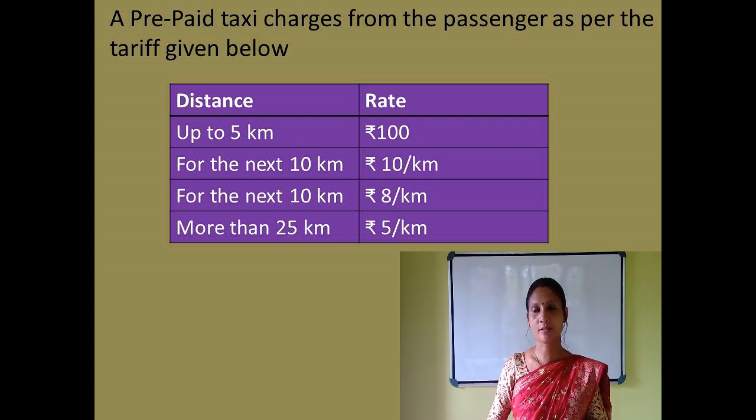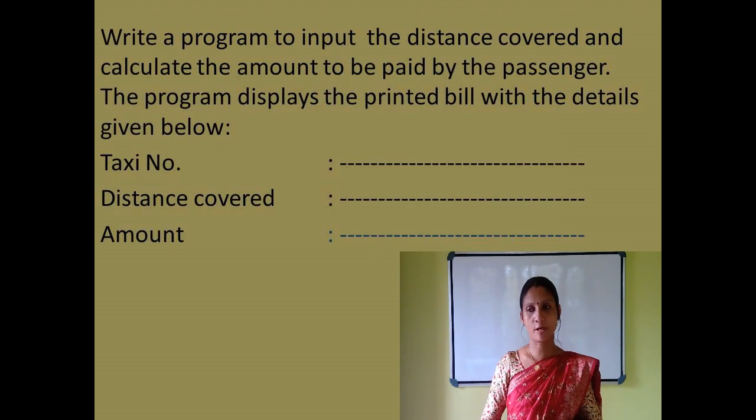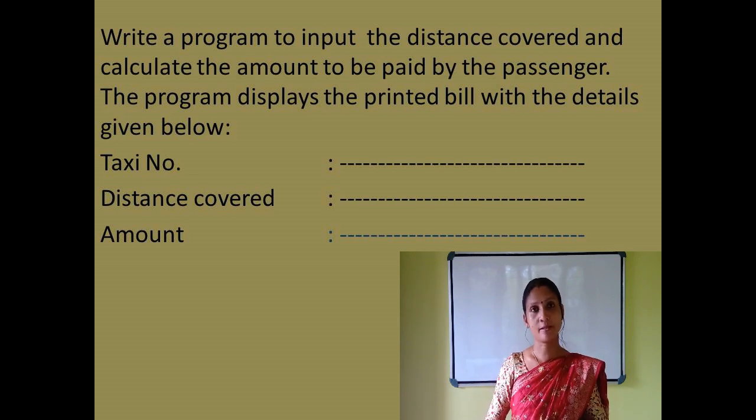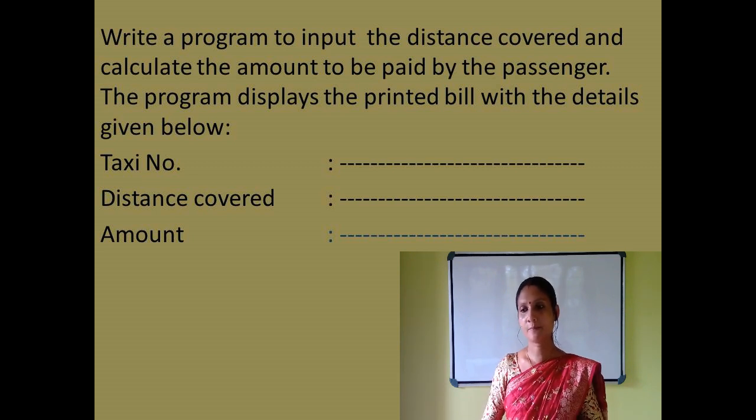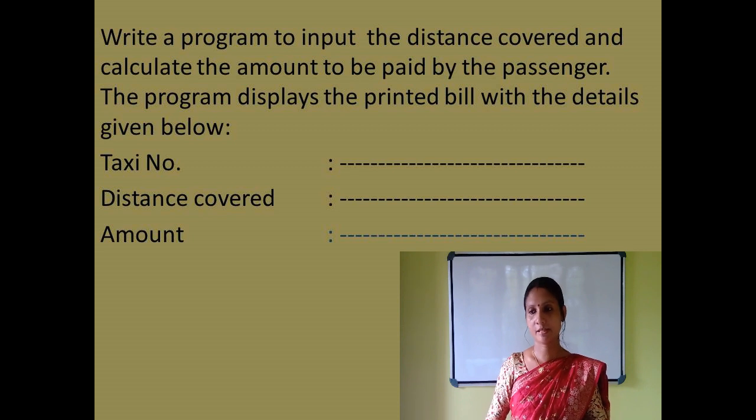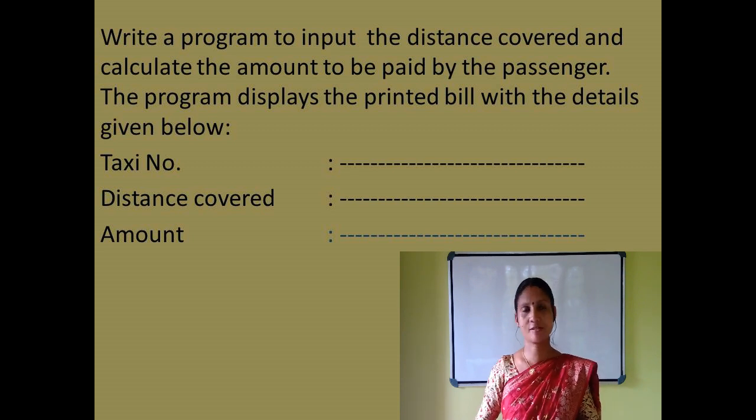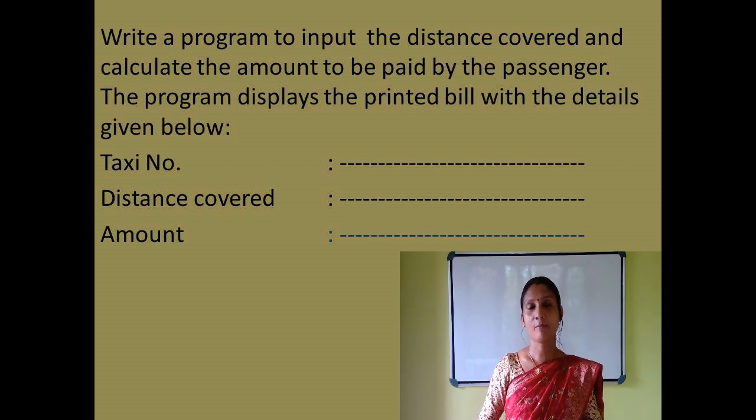Up to 5 km, rupees 100. For the next 10 km, rupees 10 per kilometer. For the next 10 km, rupees 8 per kilometer. More than 25 km, rupees 5 per kilometer. Write a program to input the distance covered and calculate the amount to be paid by the passenger. The program displays the printed bill with the details given below. What are they? Taxi number, distance covered and amount. This is the question. How to calculate the amount?